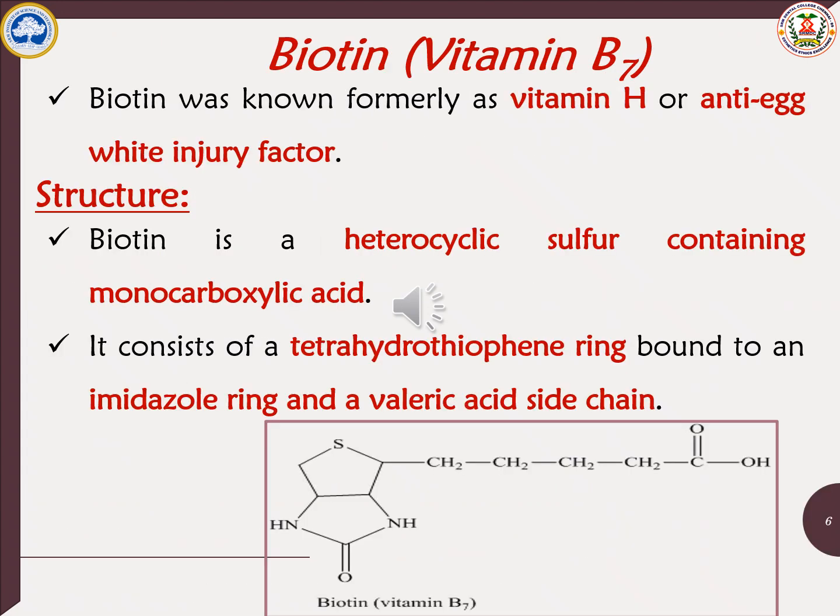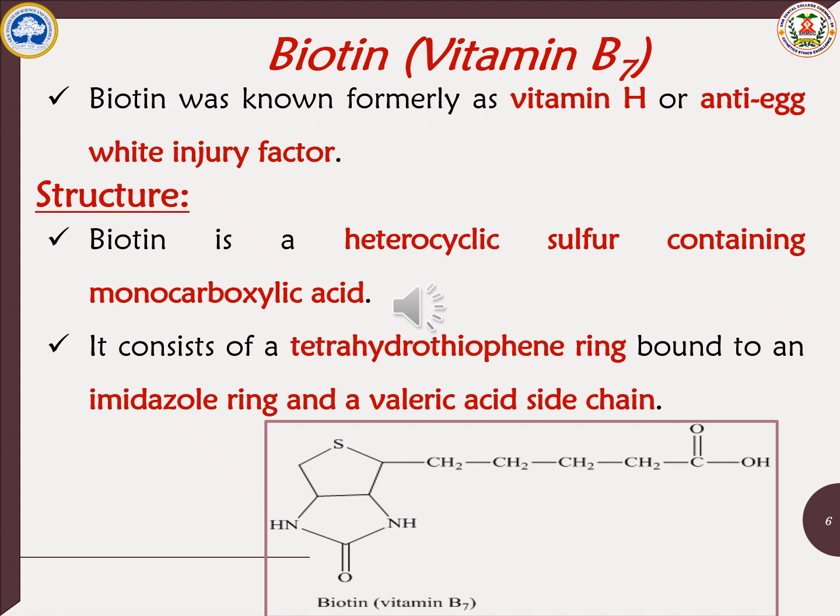Now we have come to the other vitamin, biotin or vitamin B7, which was formerly called vitamin H. It is also called the anti-egg white injury factor because it can act against the egg white injury factor avidin. Biotin is a sulfur containing vitamin. Mostly it is involved in the carboxylation reaction. Previously, we have seen pantothenic acid is involved in the acetylation reaction, but biotin is always involved in the carboxylation reaction, and its structure is usually described as a heterocyclic sulfur containing monocarboxylic acid.